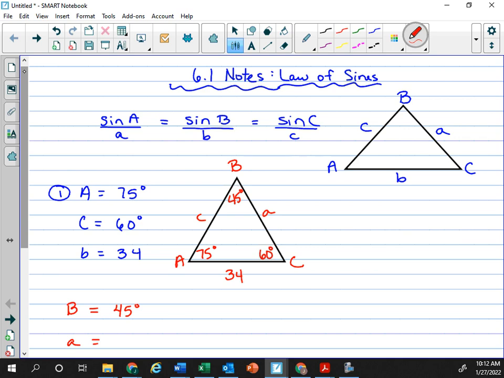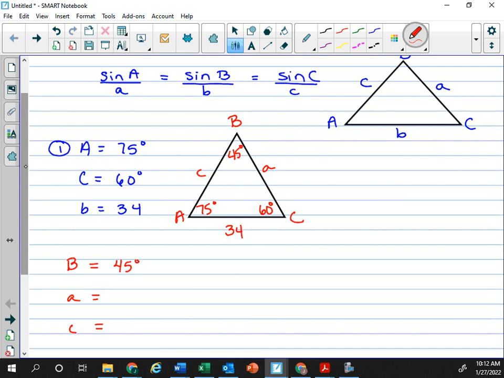So I don't know side A or side C, so I probably don't want to use the two with the A and the C in it, because then you'd have two unknowns. So I'm going to start with just the sine of A, so sine of 75 over little a. And then I'm going to pick B since I know both parts. So equals sine of 45 over 34.